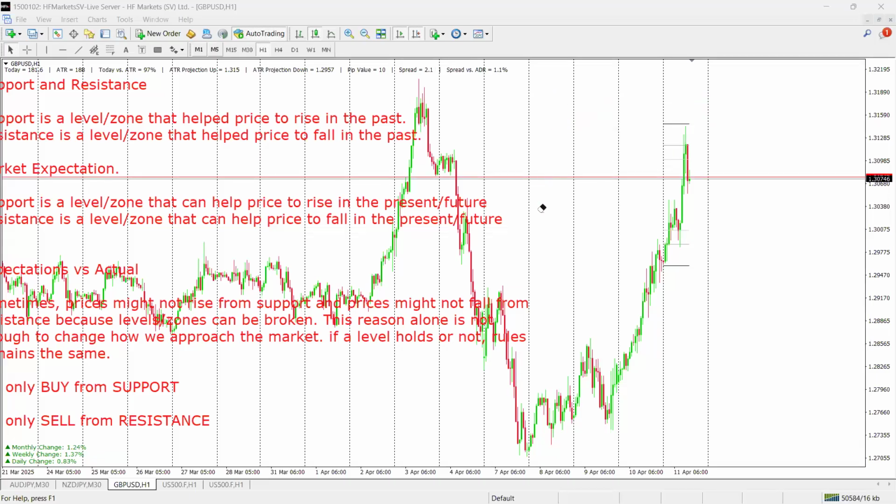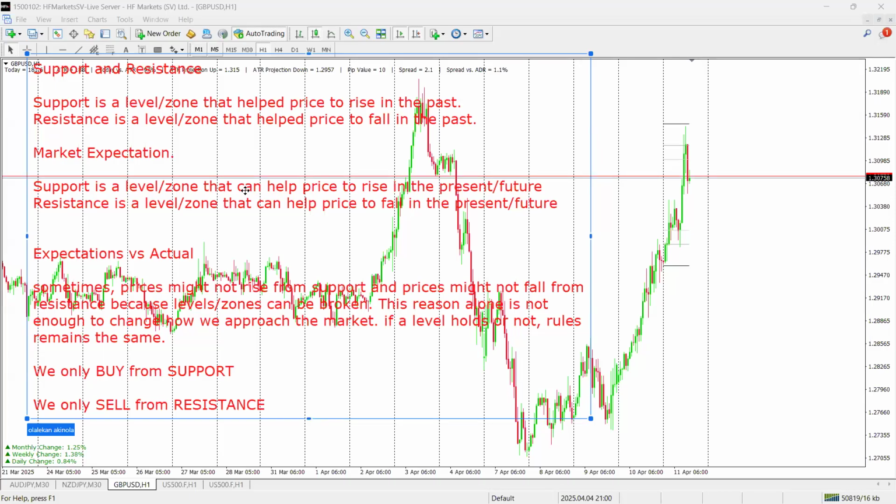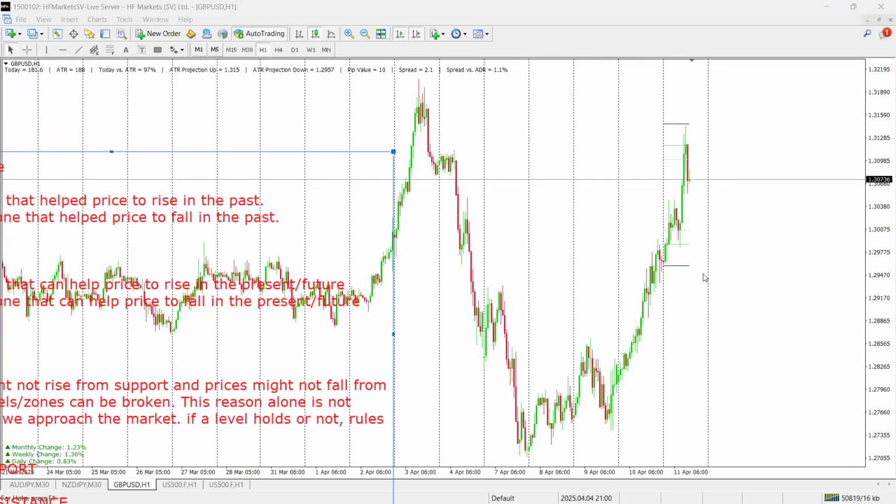Now, the next line says a zone that a support is a level, a zone that can also help prices to rise in the present, and resistance also is a level that can help prices to fall in the present. I've just shown that to you, that the evidence of the past is what gives us what we expect to happen in the present, which means if this has happened before, let's put it into writing again: expectation.